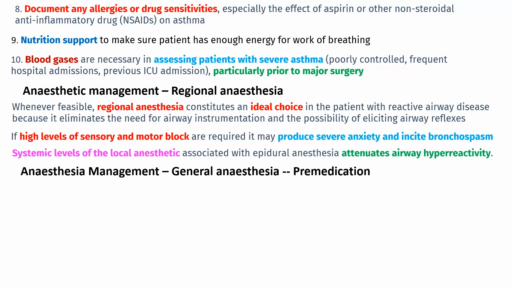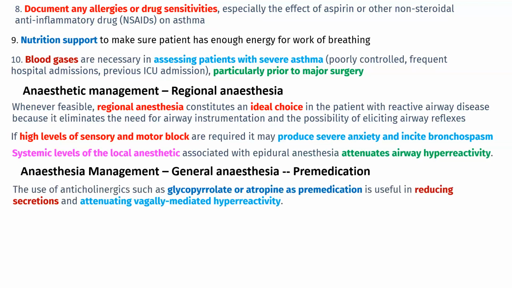Now coming to general anesthesia, regional anesthesia will not be suitable for all patients. So you have to go for GA. So start with premedication: use of glycopyrrolate or atropine as a premedication will reduce secretions and reduce the vagally mediated hyperreactivity. But as you rightly said, it will make the secretions more thick and viscous.